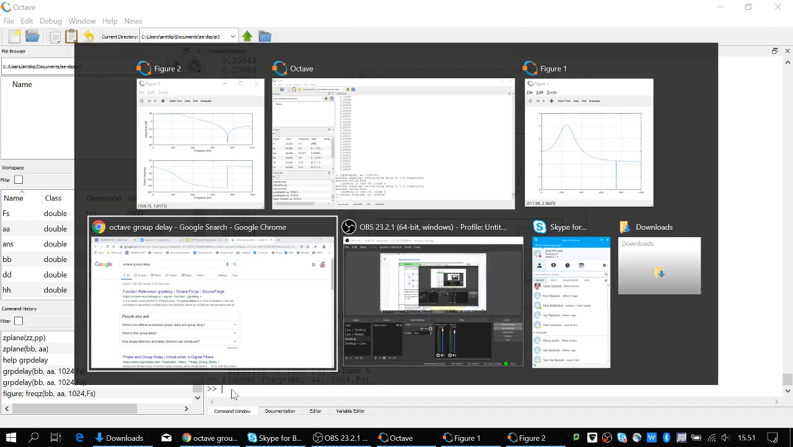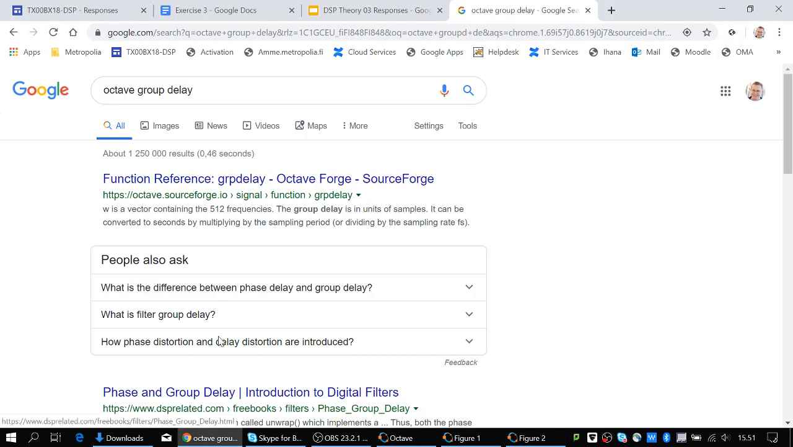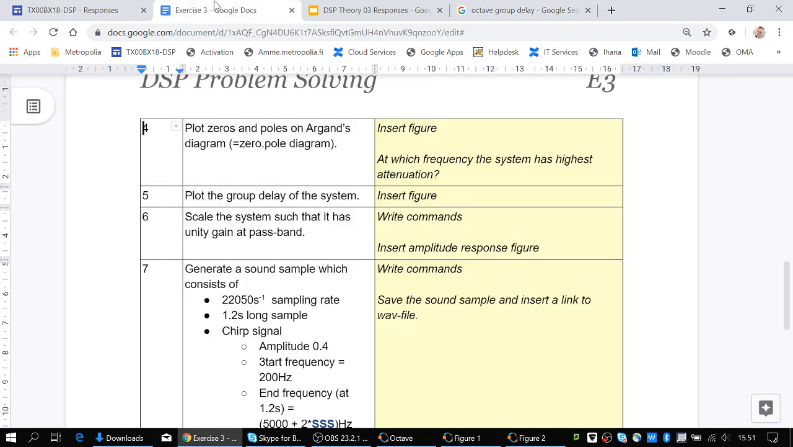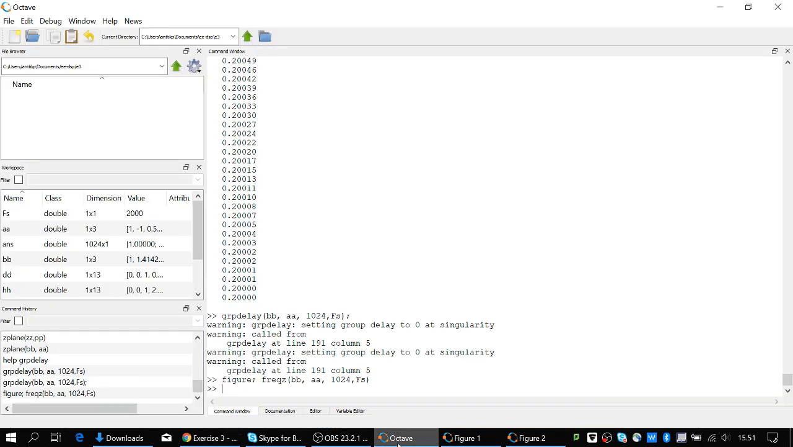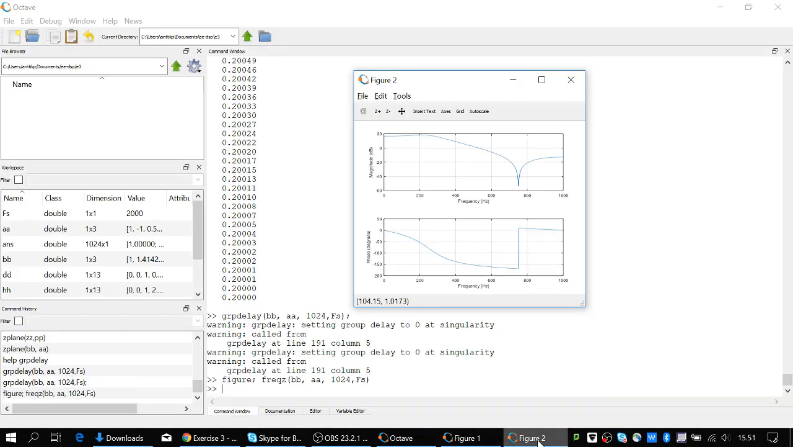Okay, let's see. Back to the theory or the exercise sheet. Scaling. Okay, this is fun. The only problem with this filter is that it does not have unity gain. So this also amplifies the signal. That's not good.